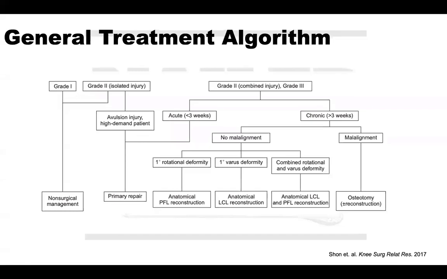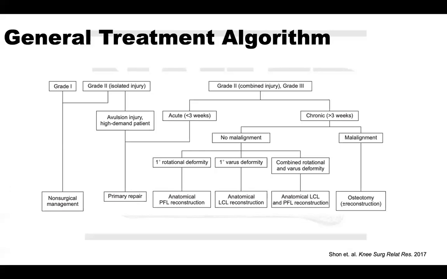In general, and we'll talk a lot about these in the coming articles, but essentially the general treatment algorithm is to determine A, how bad the injury is, and then B, what the alignment or the resultant malalignment is. And we also want to consider the chronicity of the injury. So in general, we talk about acute injuries of the PLC being less than 3 weeks, chronic injuries being greater than 3 weeks.